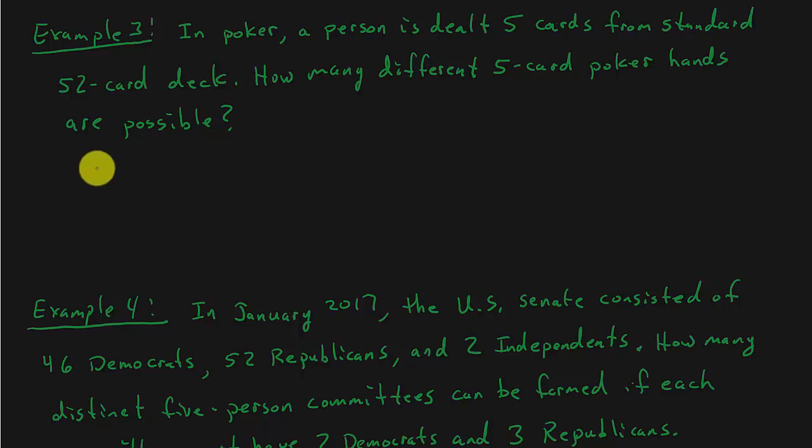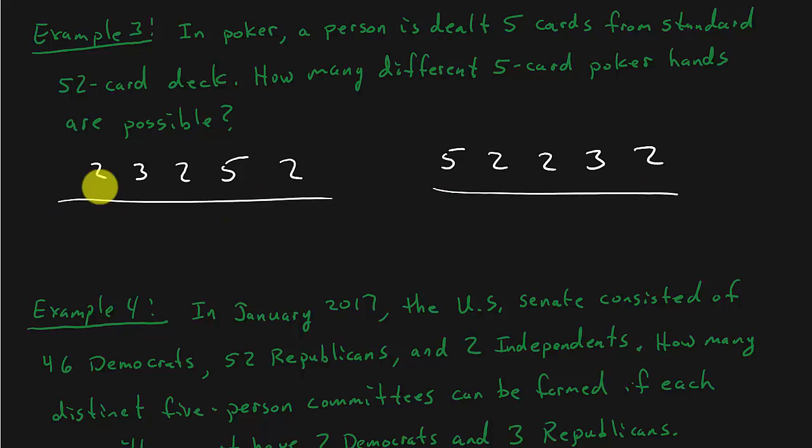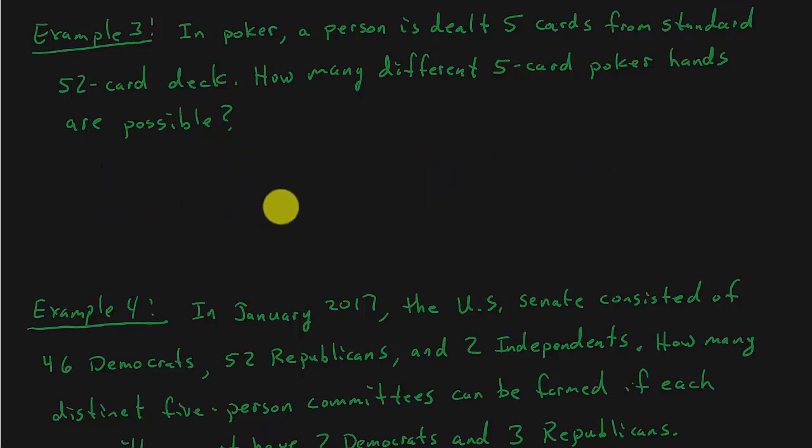In other words, if somebody dealt you a 2, a 3, a 2, a 5, and a 2, versus if somebody dealt you a 5, a 2, a 2, a 3, and a 2, these are the same hands. You've got 3 of a kind. You got 3 2s. See, the order that you received them didn't matter. So this is a combination.